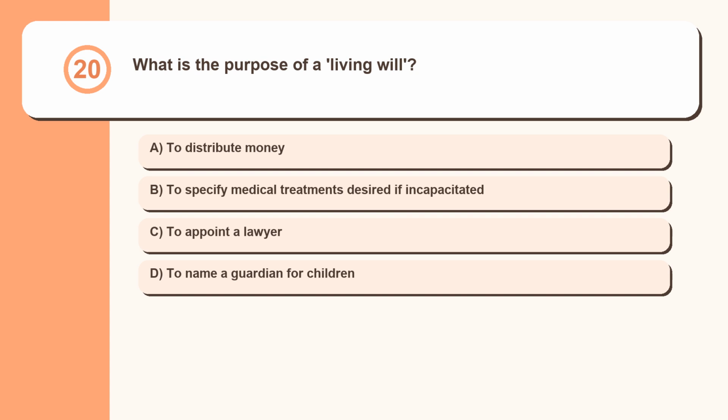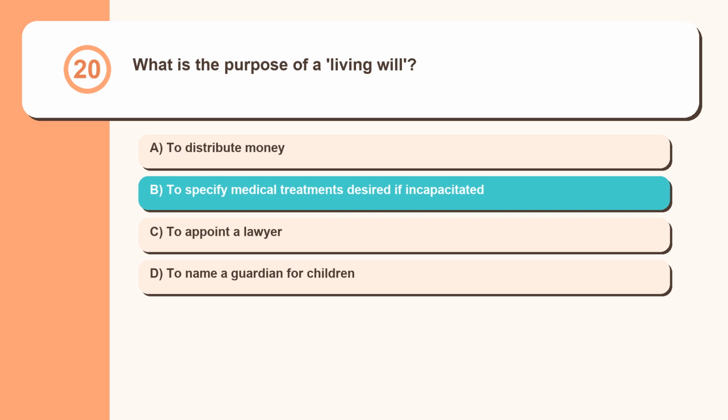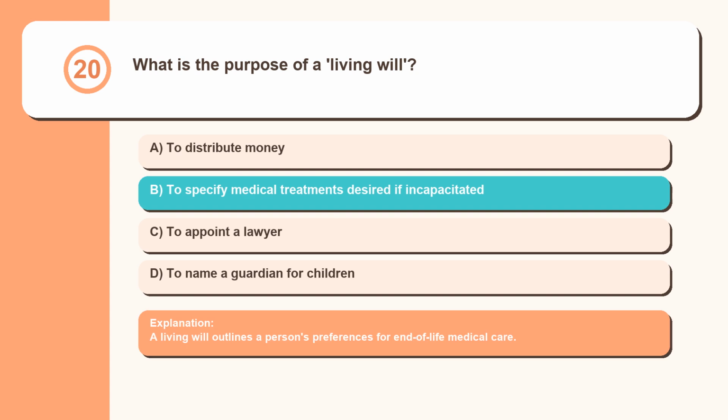Question 20. What is the purpose of a living will? To distribute money, to specify medical treatments desired if incapacitated, to appoint a lawyer, to name a guardian for children. A living will outlines a person's preferences for end-of-life medical care.